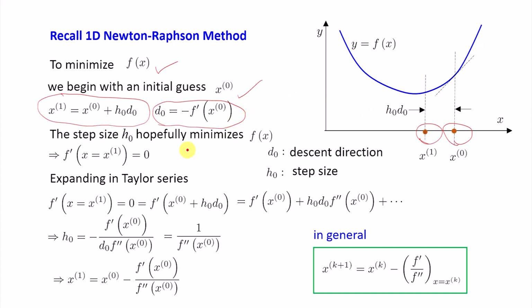Then to find the step size h, we were hoping that in one step we'll minimize the function. So in the next step at x equals x1, f prime will be 0. Expanding this in a Taylor series, we calculated h0 to be 1 by f double prime at x0. And then it gives us the algorithm x1 equals x0 minus f prime by f double prime at x0. So in general, in the (k+1)th iteration the value of x equals xk, the kth iteration value of x, minus f prime by f double prime at x equals xk.